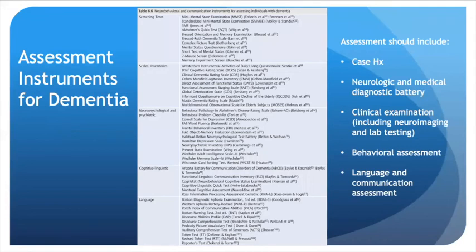So here are some assessment instruments for dementia, some standardized assessments. Generally, assessment should include a case history, neurologic and medical diagnostic battery, clinical examination, behavioral assessment, and language and communication assessment. So here we have a series of language and communication assessments. Here are some screening tests, scales and inventories, neuropsychological and psychiatric tests, cognitive linguistic, and language tests. The ones that I am most familiar with are the SLUMS and the MoCA. Those are the most common ones used in our skilled nursing facilities.